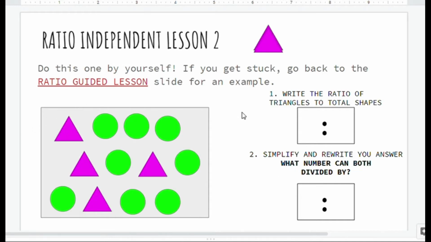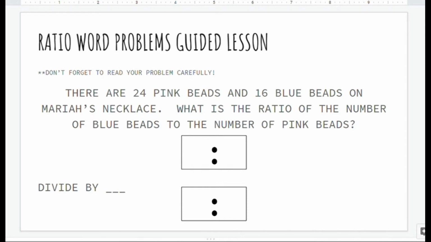And this is also an independent slide. In this case, they already gave you the diagram, or I already gave you the diagram, and you are going to do the same thing over to the side with writing it and then simplifying it. Remember, simplifying means dividing. So moving on past our 2 independent lesson slides, we're on slide number 8 now, and we're going to go into the ratio word problems. I'm going to be showing you this both on the computer and on the dry erase board.